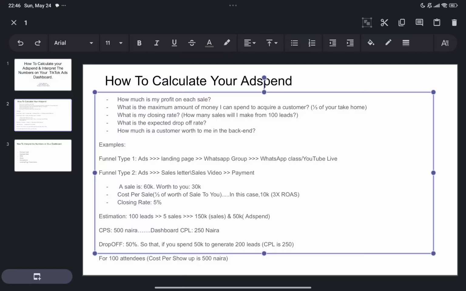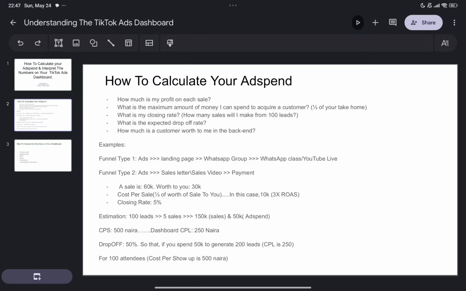But then it's different. For a course creator, 100% of the money made goes into his pocket. But for an affiliate marketer, only a percentage of that money goes into the pocket. So here, like I said, let's use an example of 60,000 naira. The sale is 60,000 naira, but the money that gets into your own pocket is just 50%, which is 30,000 naira.